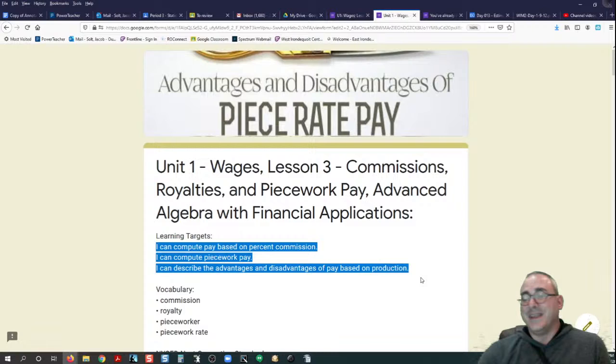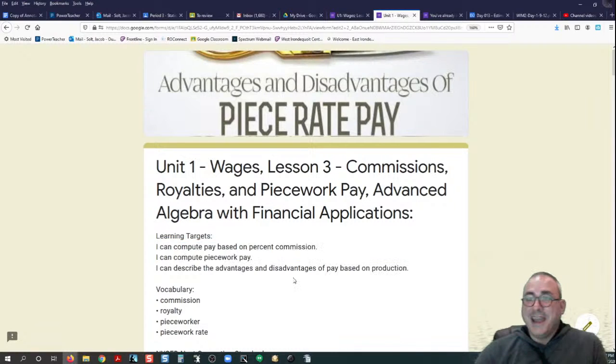So the idea here is that if I give you a percent commission and the amount of sales, you'll be able to calculate pay based on percent commission. If I give you a piecework rate and the number of pieces produced, you'll be able to calculate piecework pay. And you'll be able to describe some of the advantages and some of the disadvantages of pay based on production. Those are our 3 learning targets for this lesson. And fortunately, we only have 4 vocabulary terms.